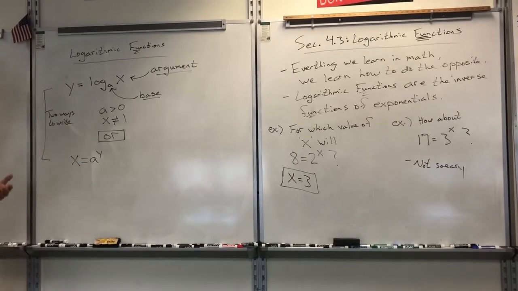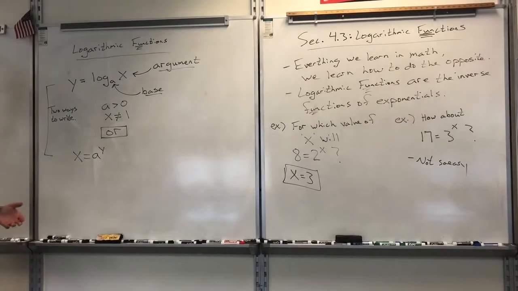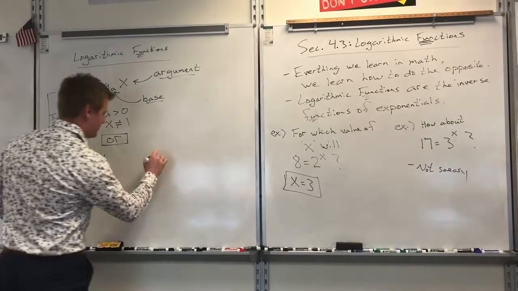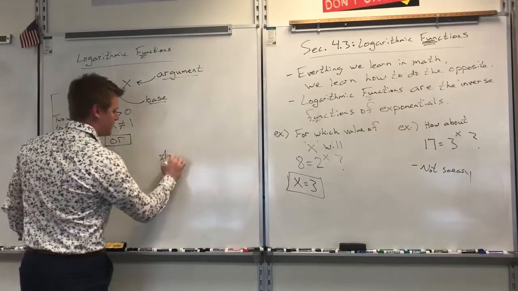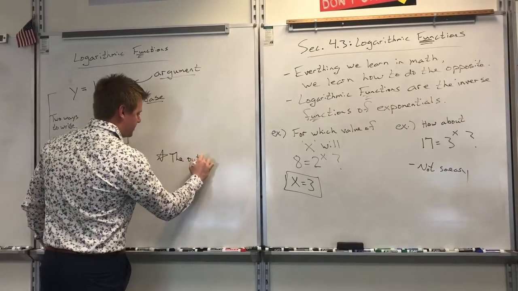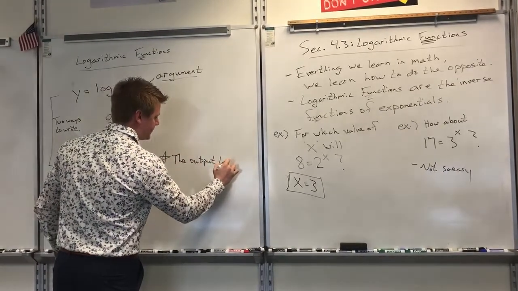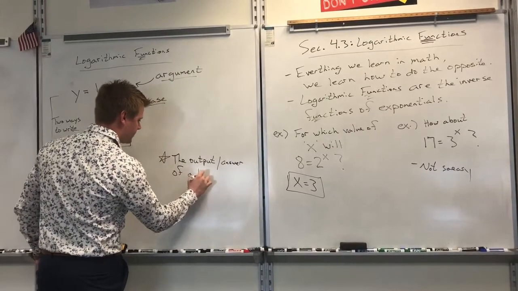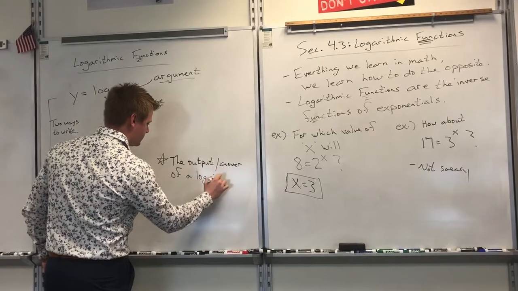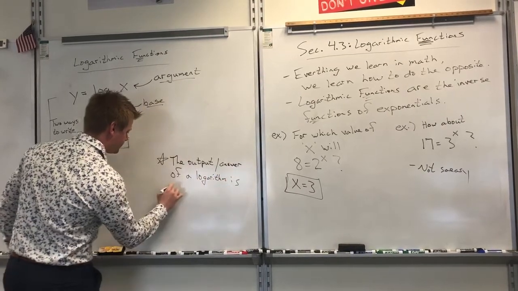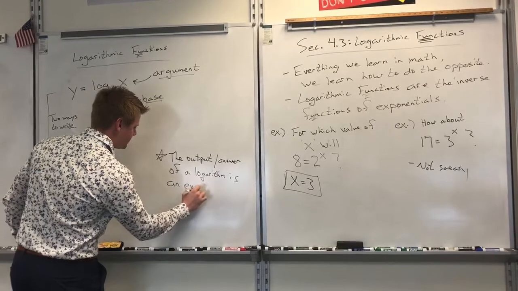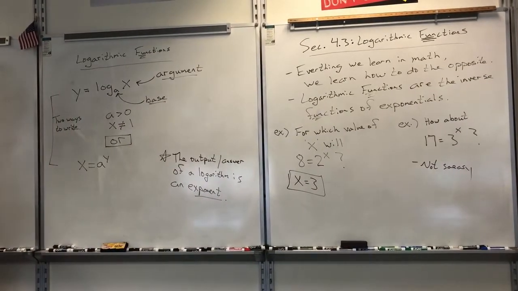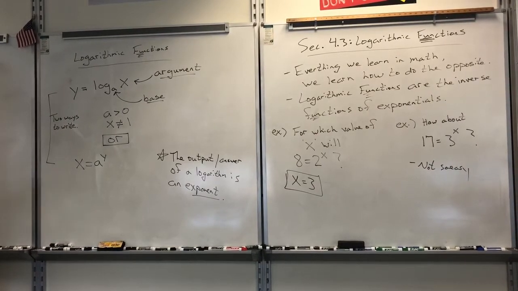And I think a lot of times, if you've seen logarithms in the past, people lose sight of what they mean. So what I want to stress here is very important: the output, or you can think the final answer, of a logarithm is an exponent. Keep that in mind as we go throughout these questions today. So the output of a logarithm is an exponent.